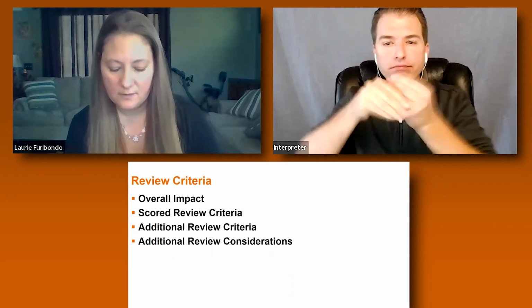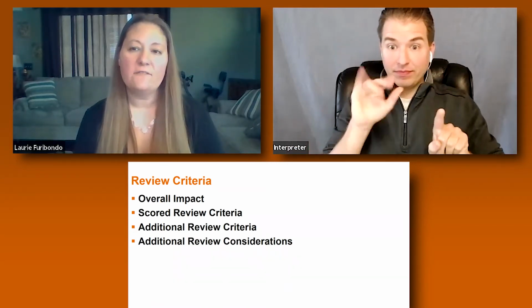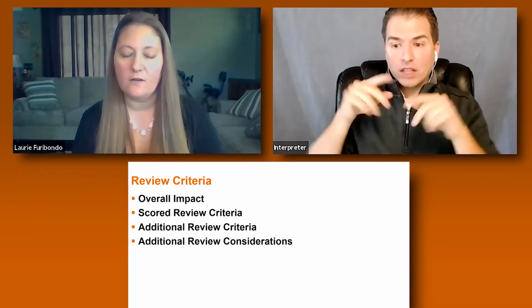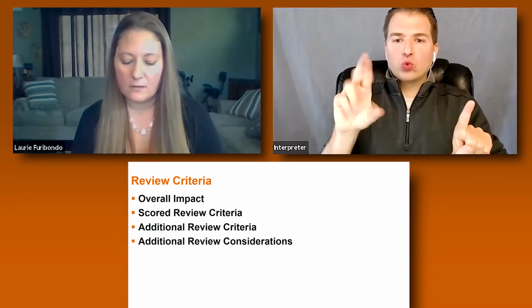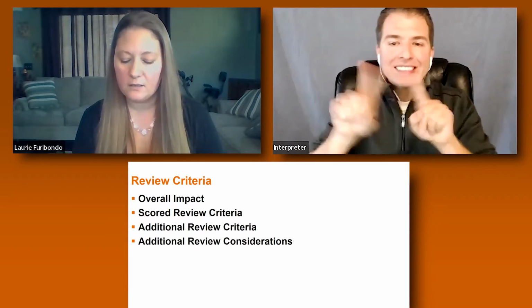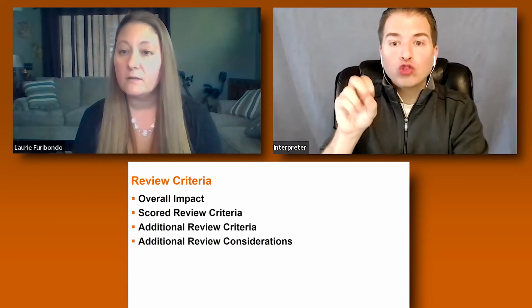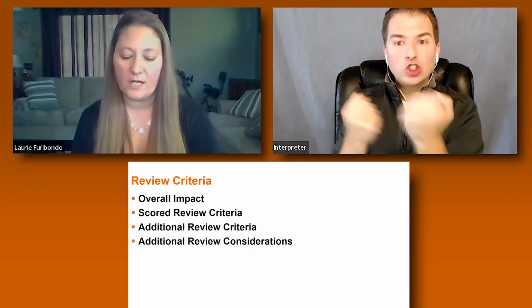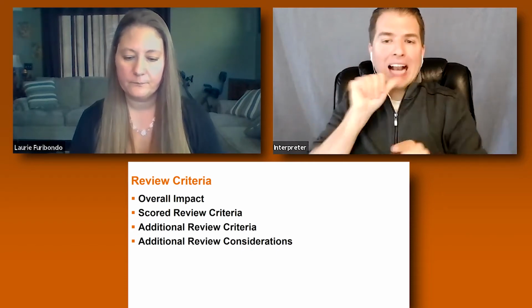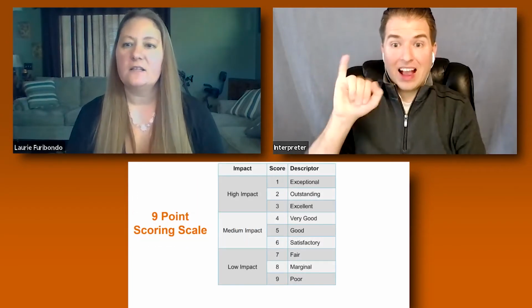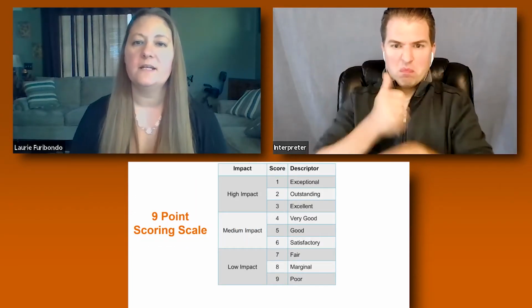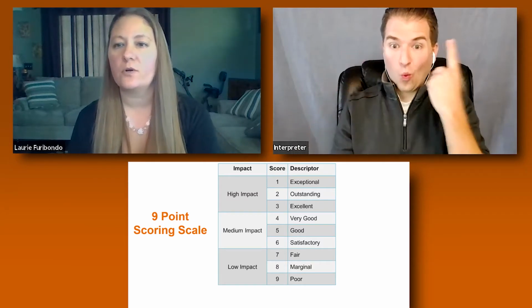And finally, the last item, additional review considerations. These are items that do not have a score and they should not be considered in the overall impact score, but they will look at it. This is the select agent document, your resource sharing plan, the budget, and the period of support, like how many years your project is. NIH has a 9-point scale, 1 being exceptional, 9 being poor. So the lower your score, the better.